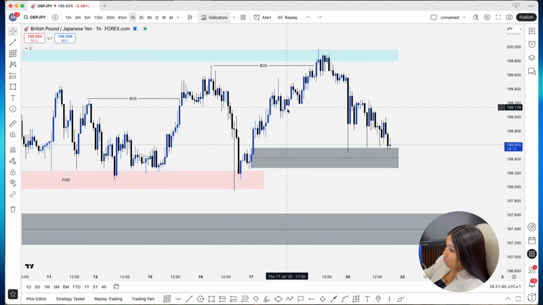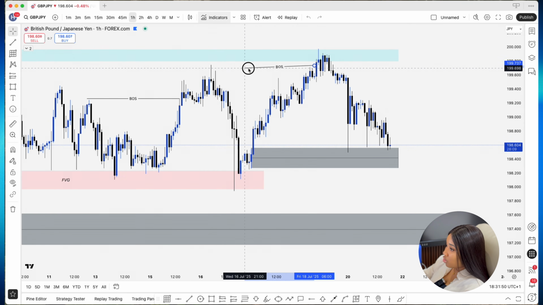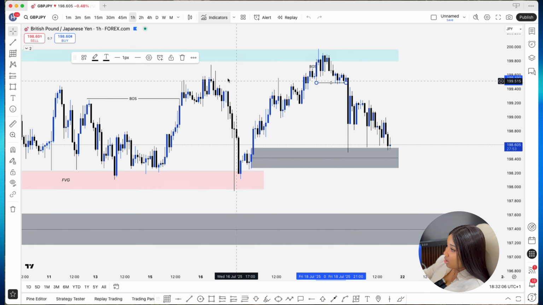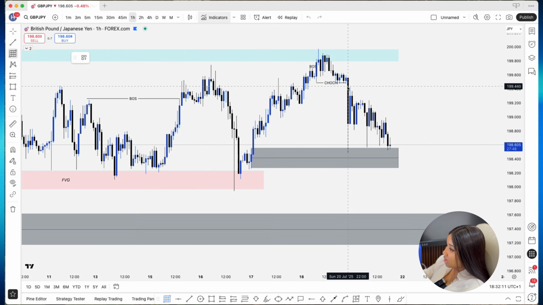So now, after this break of structure, this break of structure is kind of summarized. So now I'm going to move to the last internal break of structure that happened before price tapped into this resistance level again. After this last internal break of structure, you can see a change of character occurred here. This change of character has an origin that caused it to be here. From the 1-hour time frame, I think that is very obvious.